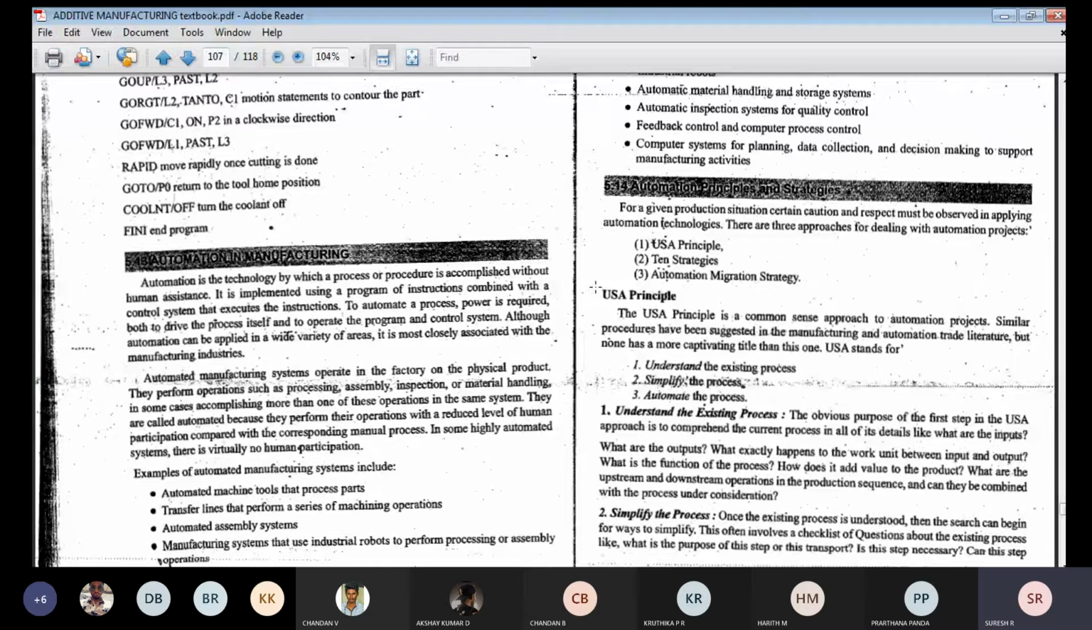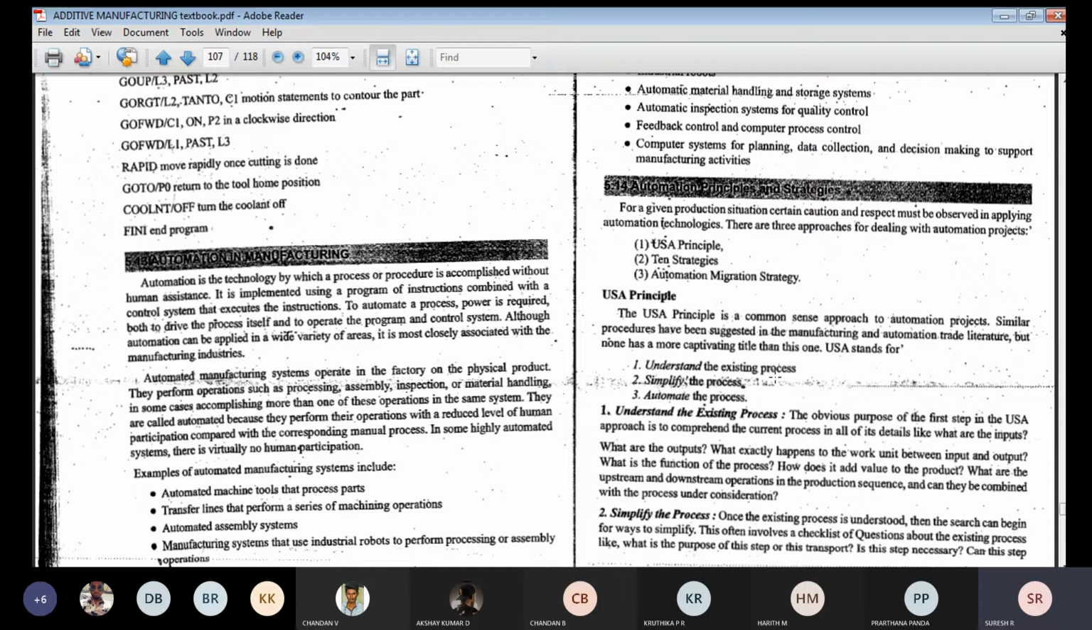At present, what you are using, you should understand that particular machine: how exactly the process is going on over there. The second important thing is S, which stands for simplify the process, step by step. The third one is A, automate the process.